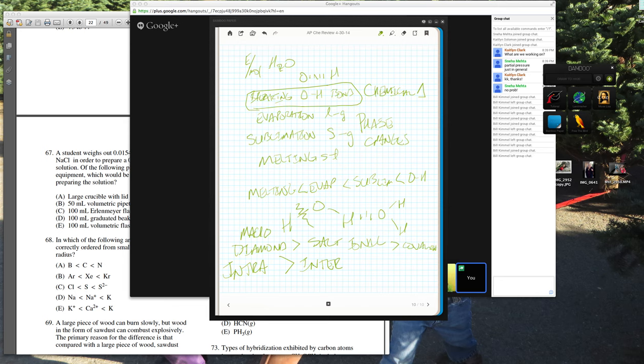So covalent molecules have really strong forces within them, but weaker intermolecular forces, because that's just based on polarity and then London dispersion forces. Yes, London dispersion forces, that's a good one, being the weakest of those intermolecular forces.